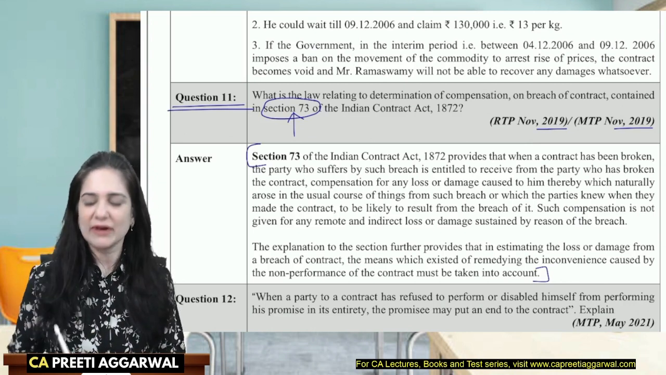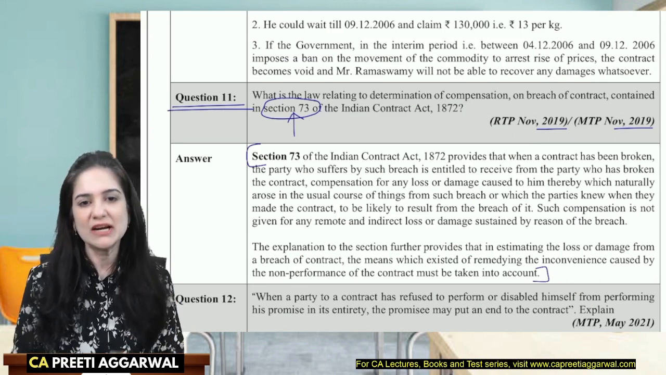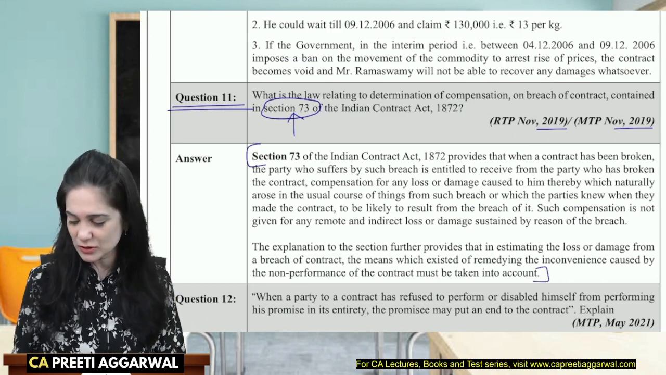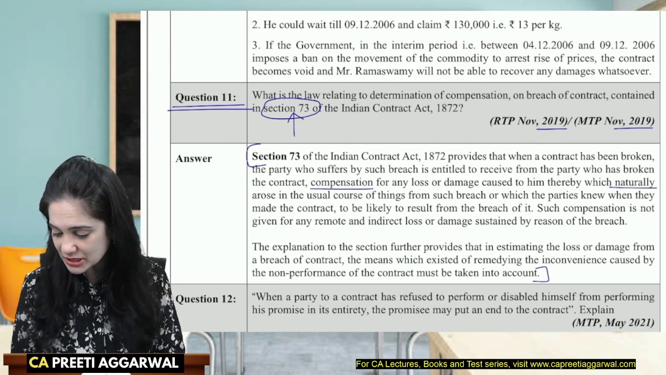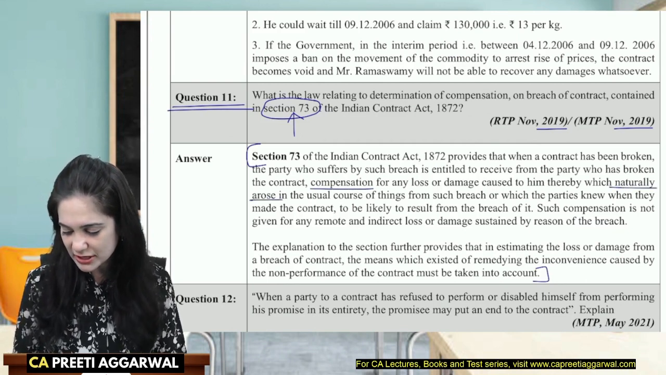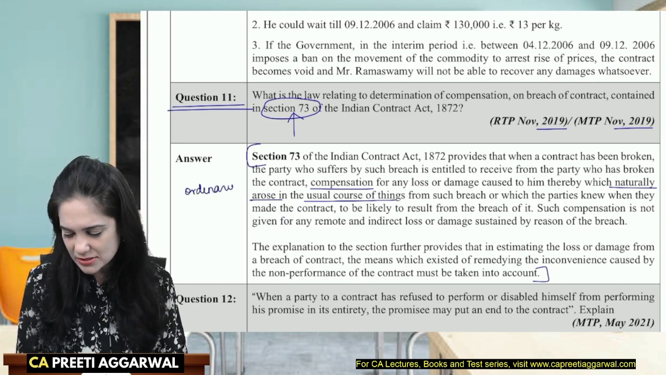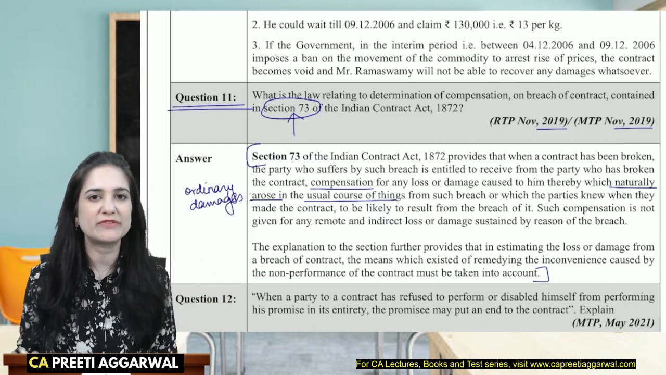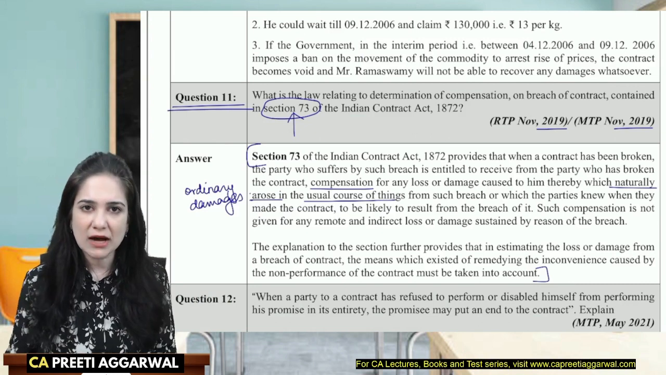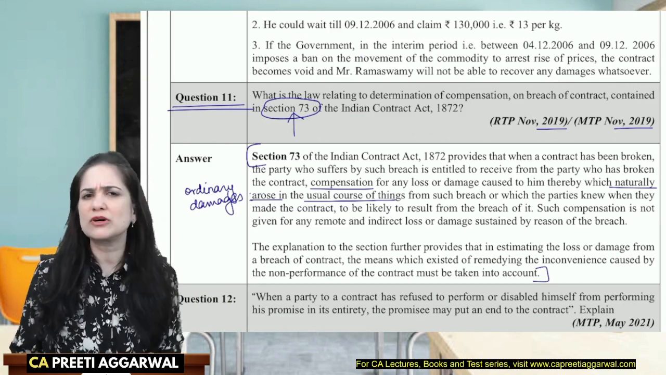Section 73 provides that where the agreement is broken, the party who suffers, that is the aggrieved party, has the right to receive from the party who has broken the contract compensation for the damage which naturally arose in the usual course of things. It means he can claim ordinary damages because they are a direct consequence of breach. I am not explaining the types of damages. I'm just giving you a hint how to frame the sentence. So you can claim damages which are a direct consequence of breach.